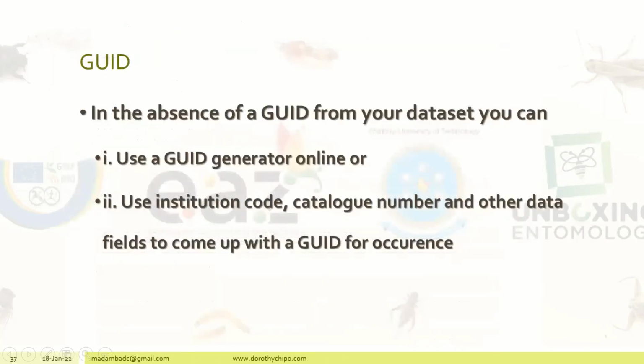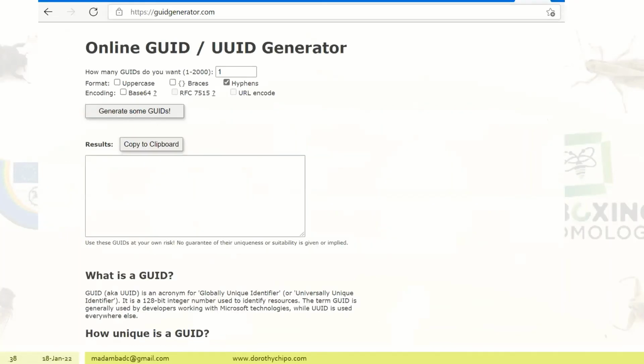Then the global unique identifier. If you do not want to just assign numbers that might then be duplicates of something else out there, you might want to have your own generated code for all these. So you might want to use an online global unique identifier generator.